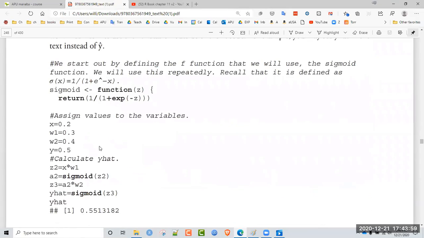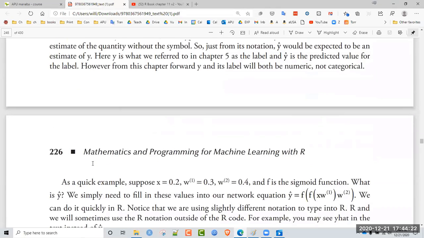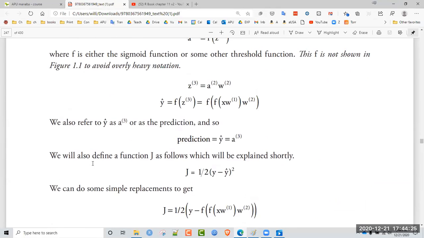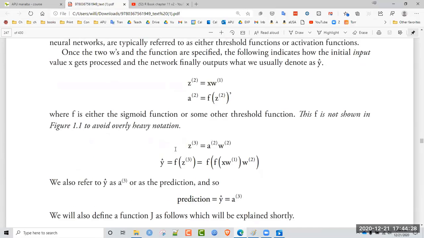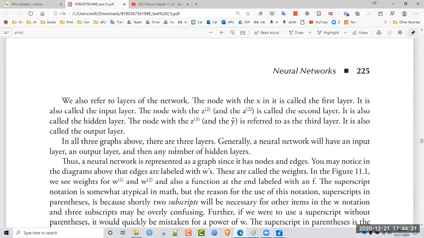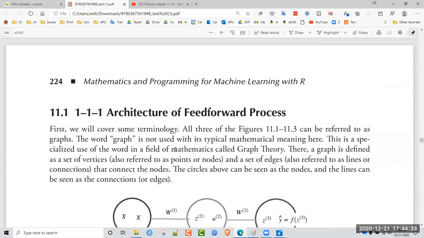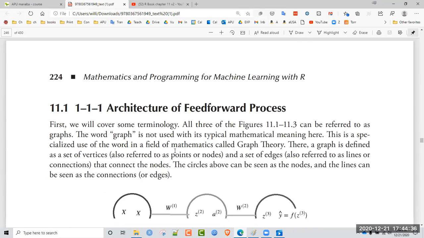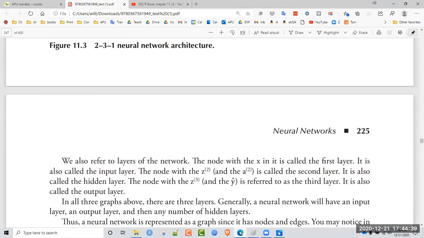So here's some R code to calculate. Here's X, W1, W2, and then figure out what Z2 is. So we take this times this gives us Z2. Anyway, that's for the simple case, so let's not worry about that. But I'll go back to what is A? What is A? Somewhere, I hope I said it. Maybe not yet.